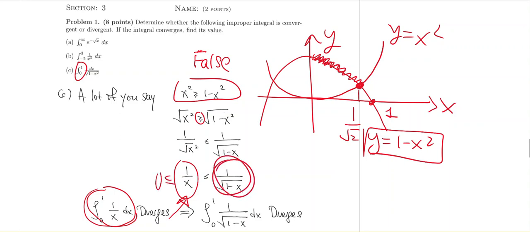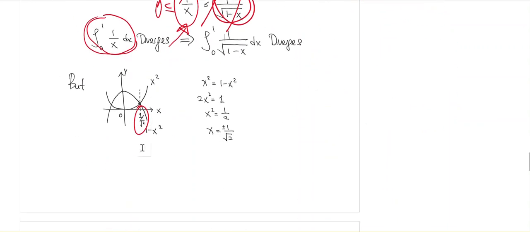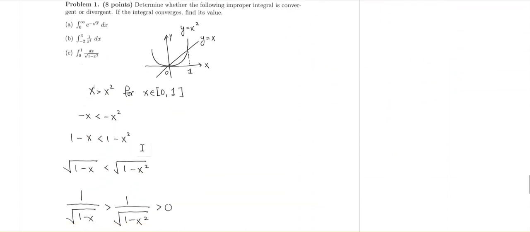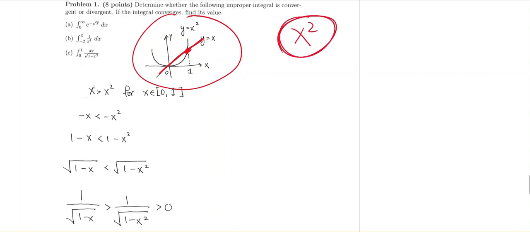That's how you use the comparison test. The way you use it is right, but the inequality that you use is wrong, so therefore this whole thing is actually wrong. The correct way of using the comparison test is to do it like this. For example, if you look at x squared and x, between 0 and 1, you can see that x is actually bigger. Not x squared though.